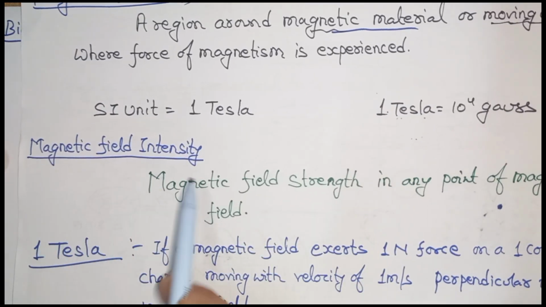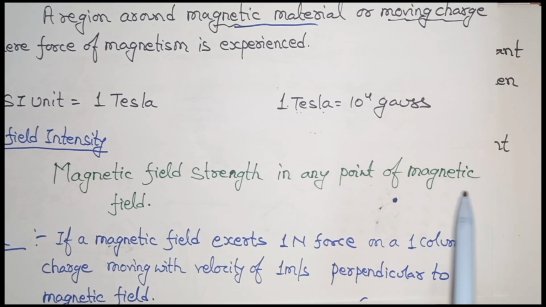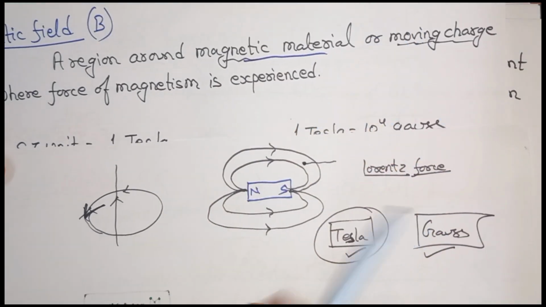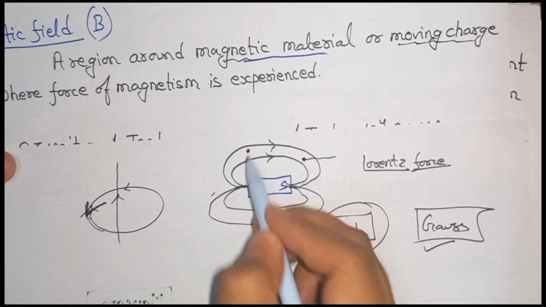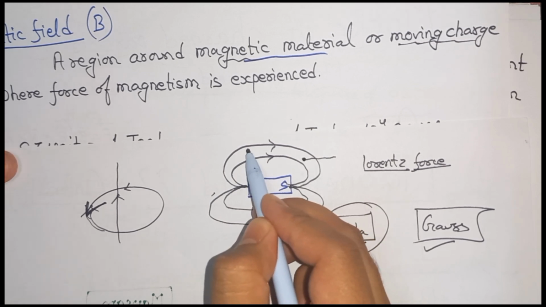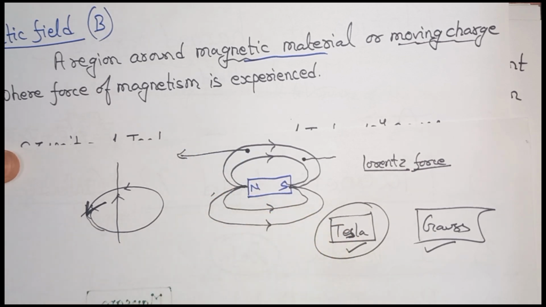This one is magnetic field intensity. The magnetic field strength in any point of magnetic field. Suppose this is a magnetic field. Suppose I want to find a magnetic field value over here. What is the value of magnetic field over here? That is given by the magnetic field intensity.